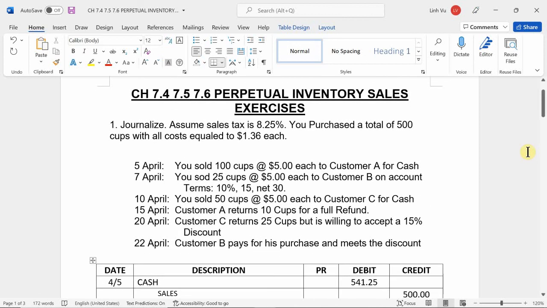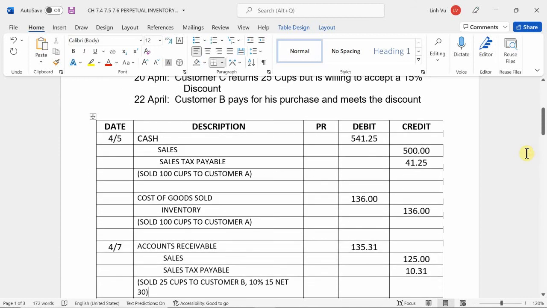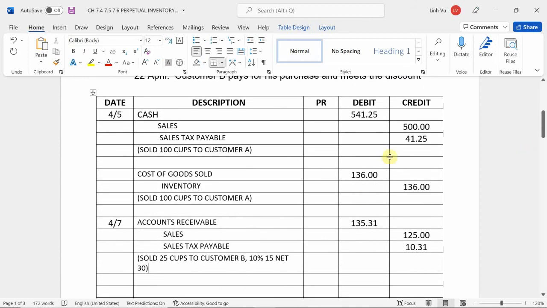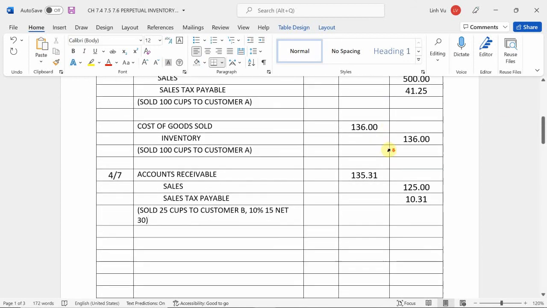Yes. All right. On April 10, you sold another 50 cups for $5 each to customer C for cash. In this case, I have my sales. What else do I need to include?